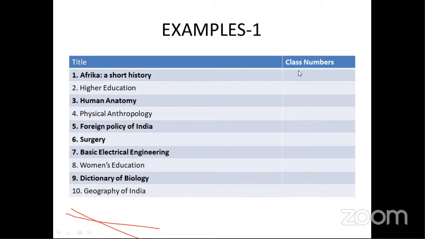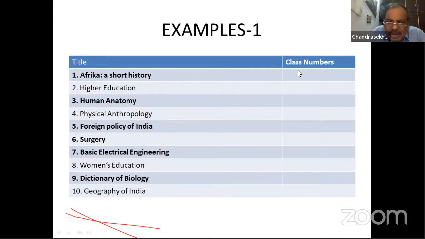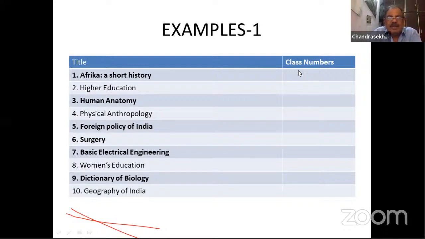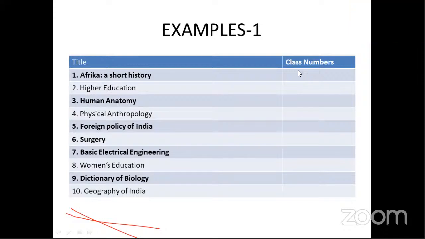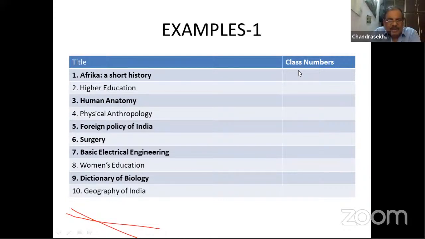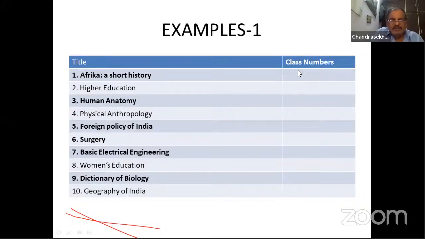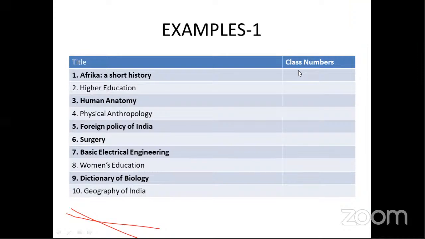Sir, can we write even 915.484 also, because India's number is 5484, no, sir? 5484 is Telangana. Okay, sir. Telangana, AP. 5 is only for India. 5 is Asia. Okay, sir.